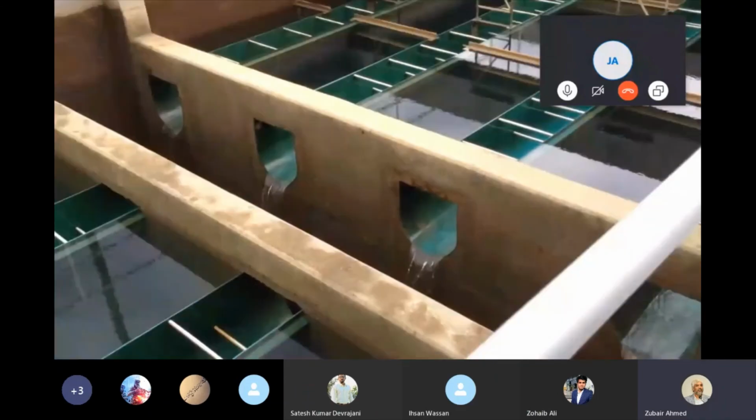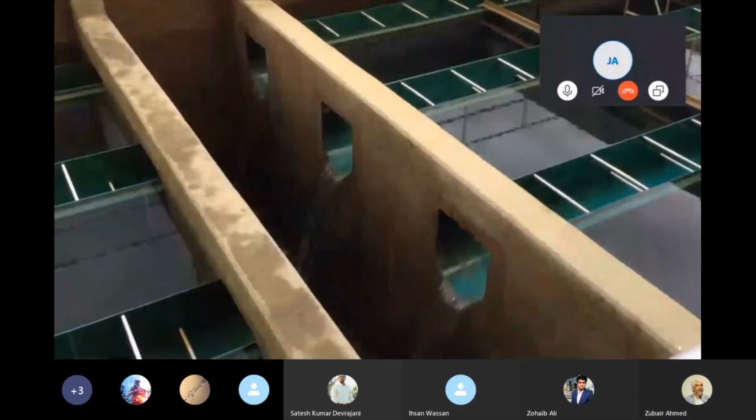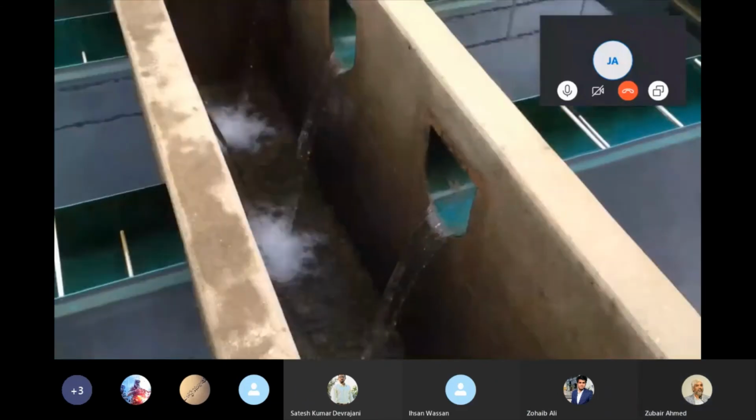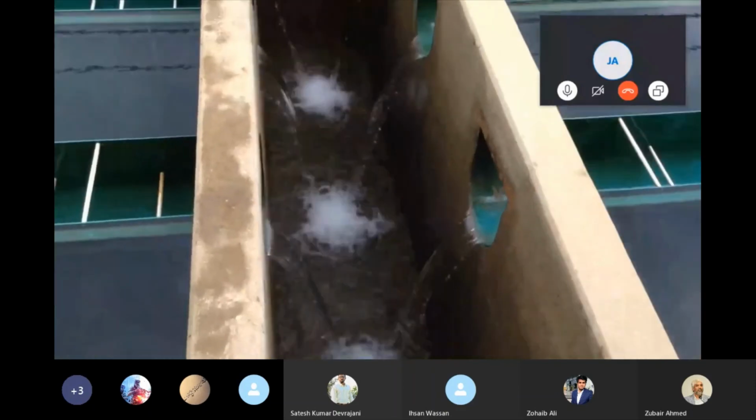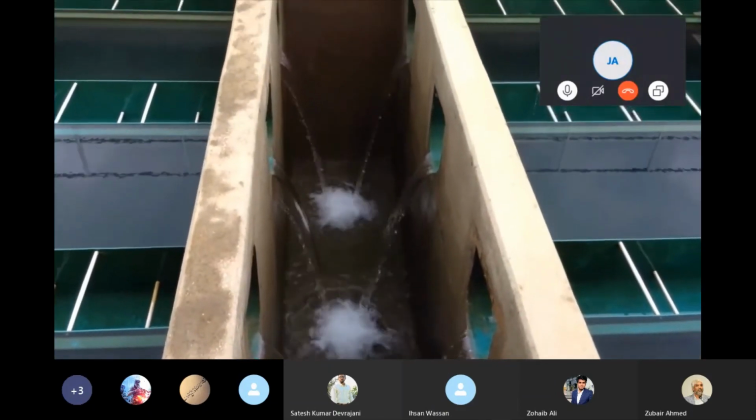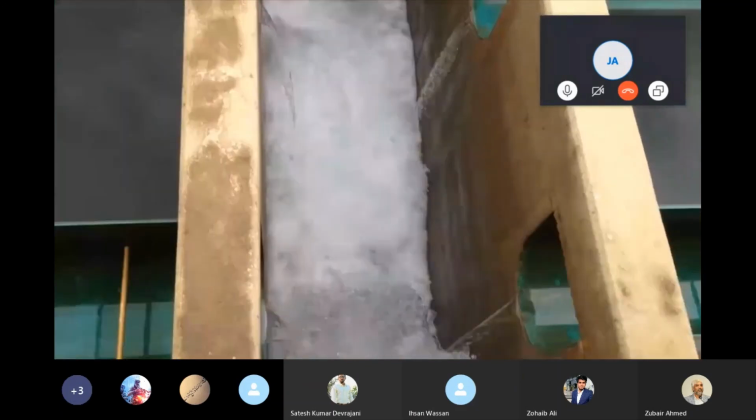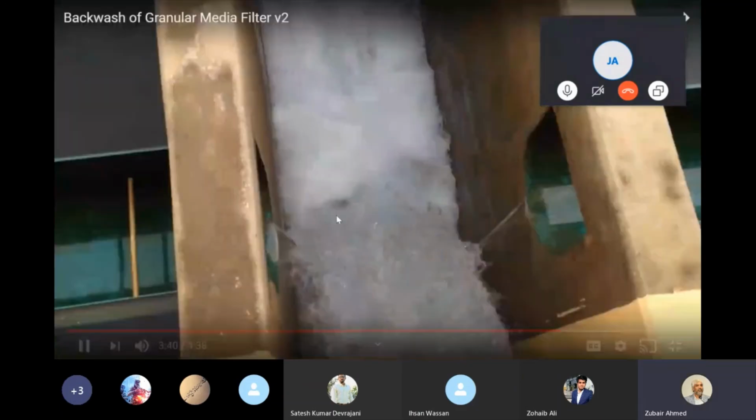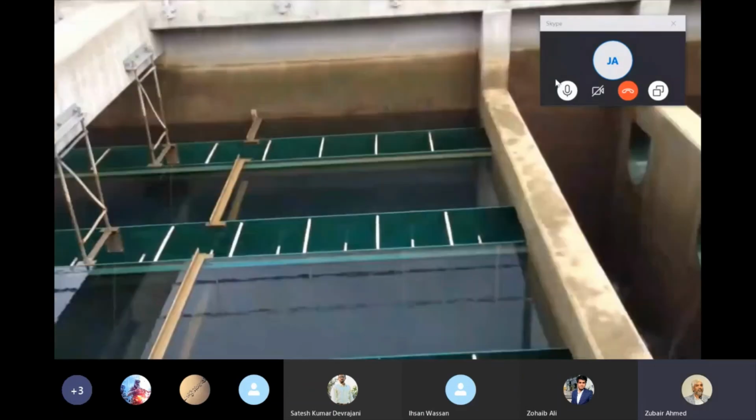So backwash has now stopped. Now influent water, the raw water, is coming in.